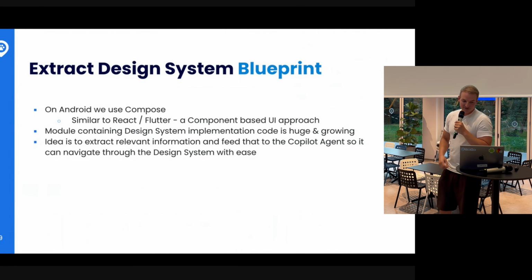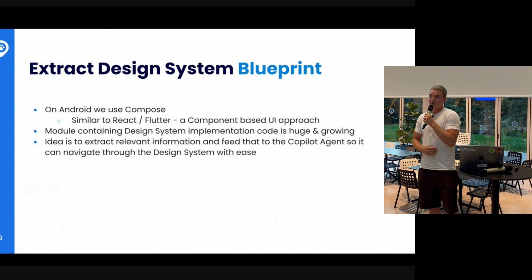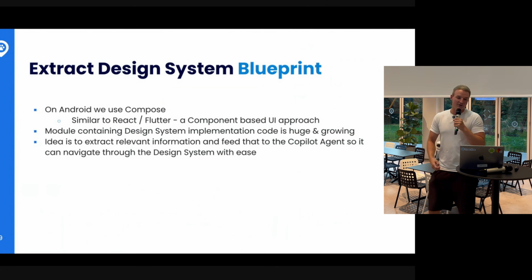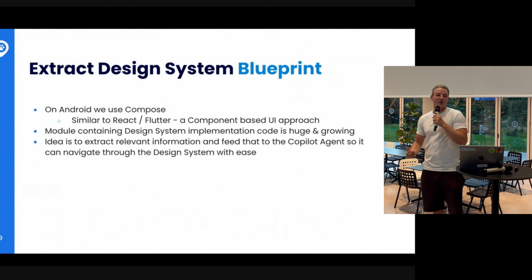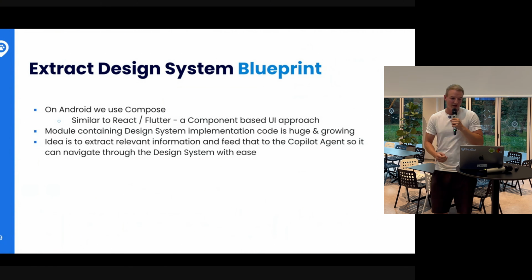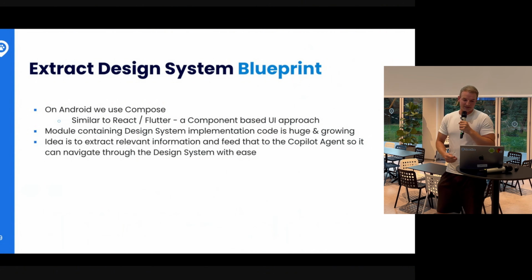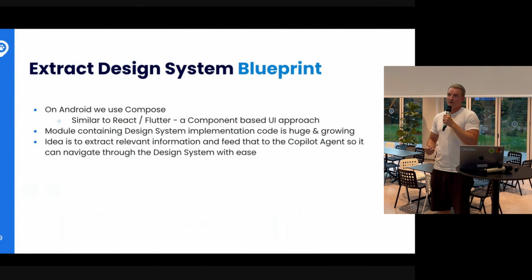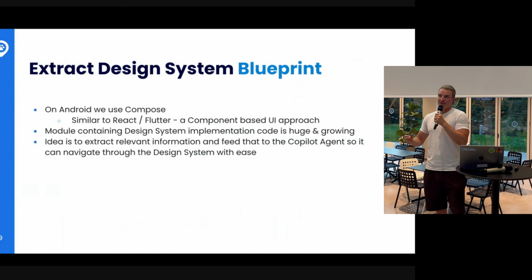So first step was extracting the design system blueprint. As I mentioned before, we use Compose on Android, which is, you can imagine if you're familiar with React, like component-based, you build designs with components, basically. And as I mentioned before, the design system is growing and it's huge right now. So I thought the wise idea would be extracting all of this, feeding the AI only the relevant information to get a better result.